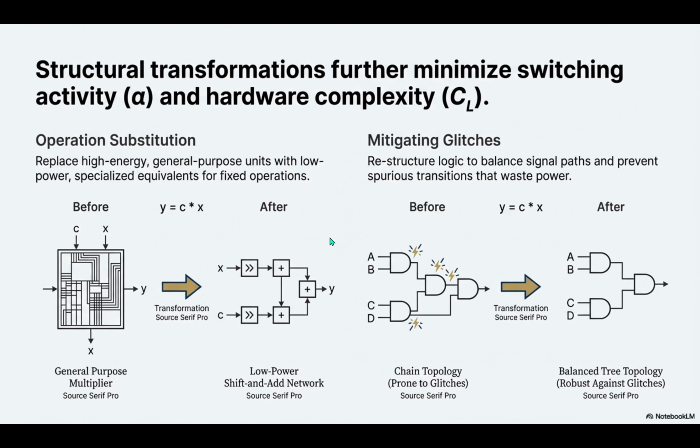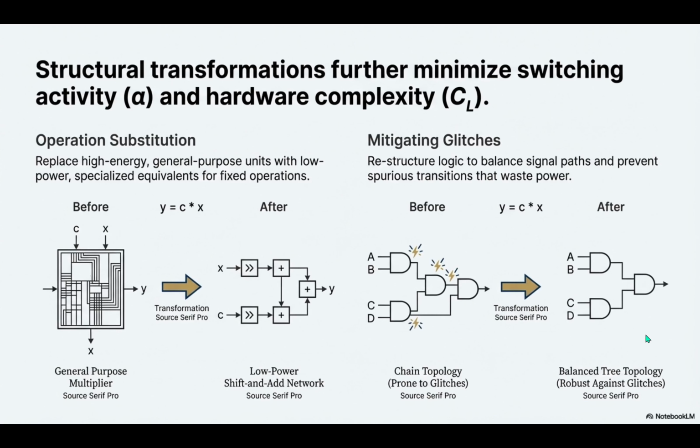And what about glitches? The sources talk about these as a form of digital waste. They are pure waste. A glitch is a spurious, unnecessary transition. It's when a signal flips back and forth a few times before it settles on the final correct value. And that's caused by signals arriving at a gate at different times. Exactly. Unbalanced signal paths. You fix it by restructuring the logic. You might replace a long, glitchy chain topology with a balanced tree, which makes sure all the inputs arrive at the same time, preventing those extra wasteful flips.